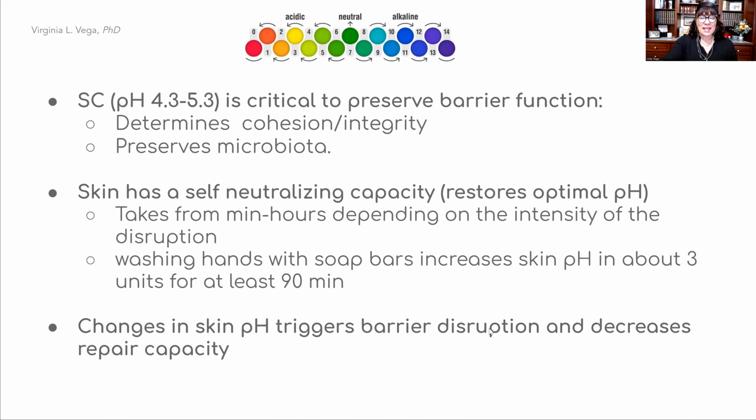Okay, so let's talk about skin pH. Skin pH is fundamental for maintaining the barrier function. Adult skin pH is in the acidic range, between 4.3 and 5.3, and it determines the cohesion and the integrity of the barrier and preserves the microbiota.